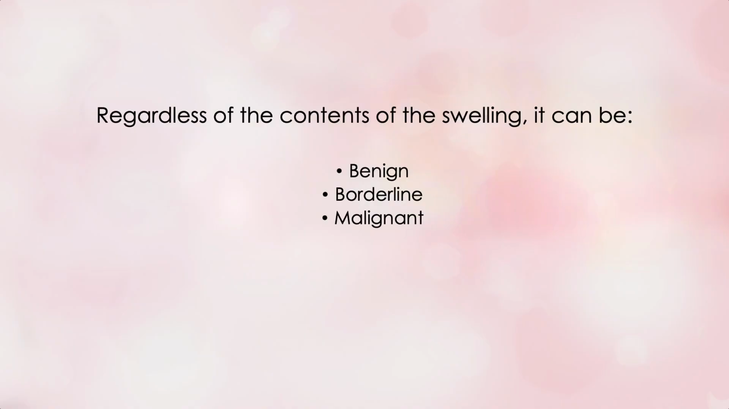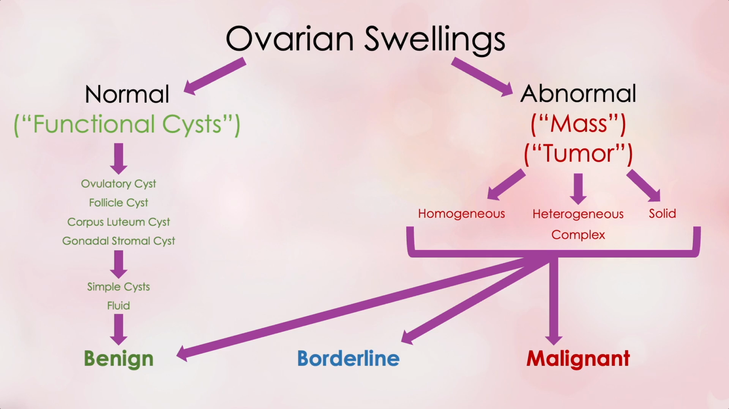The complicated thing about these 3 categories with regard to ovarian swellings is that anything goes. In other words, regardless of the contents of the swelling, it can be benign, borderline, or malignant. So we end up with every combination of possibility. And this makes our flow sheet look really complicated. So now I've added the designations of borderline and malignant next to the designation of benign.